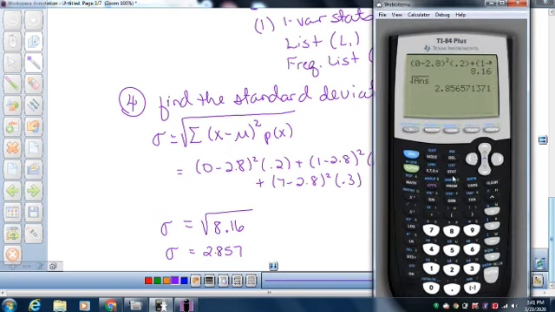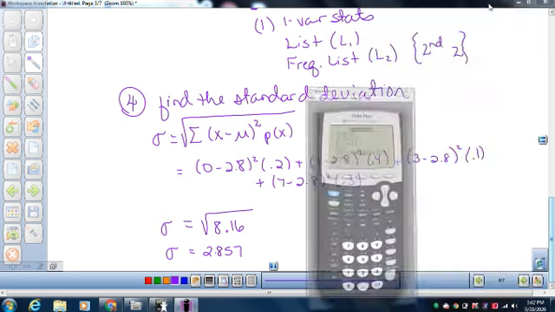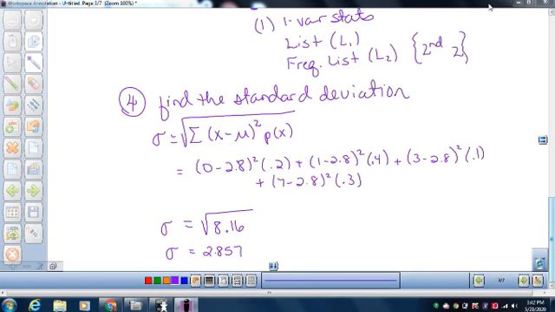Now, if you look back at what we did a minute ago, stat, calc, one var stats, make sure that that's list one and list two. And if you look at the sigma here, that's your standard deviation, and it's the exact same thing that I just got doing it by hand. So that tells you how to do everything that you will be asked to do for section 4.1.